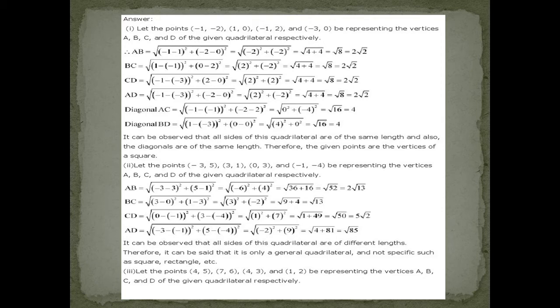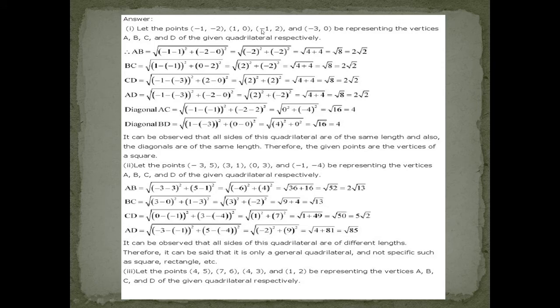Coming to the rhombus, if all the sides are equal to each other and the diagonals are not equal to each other, then we can say that particular quadrilateral is a rhombus. Coming to the parallelogram, if opposite sides are equal to each other and the diagonals are not equal to each other, then we can call that a parallelogram. Coming to the rectangle, if opposite sides are equal to each other and the diagonals are also equal to each other, then we can say that particular one is a rectangle.